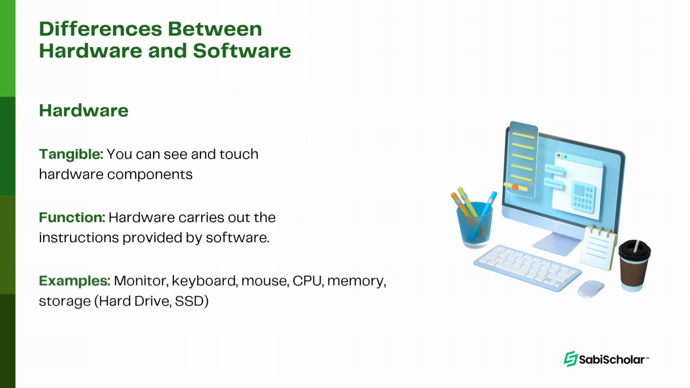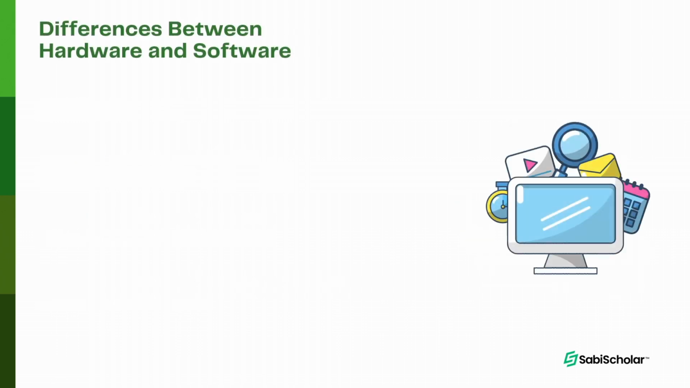the software. So examples of the hardware are the monitor, the keyboard, mouse, CPU, the memory, the storage, which could be SSD or HDD in this case. So let's look at the software.